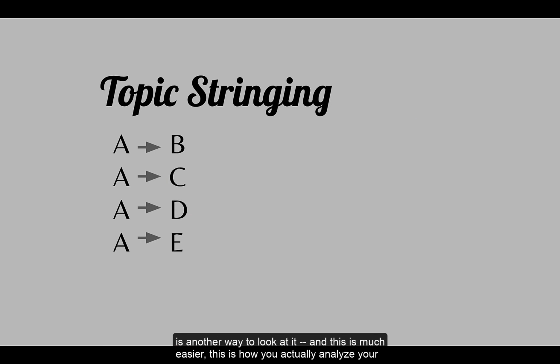So this is another way to look at it, and this is much easier. This is how you actually analyze your paragraph. The topic of your paragraph is A, and your first sentence or set of sentences is going to connect that topic A to a topic B. And then you're going to go back to your main topic A, and you'll connect it to a different idea, to C. And you go back to A, and you'll connect it to yet another different idea, which is D. And you'll bring us back to A, remind us what the topic is and what the paragraph's about, and you'll connect it to E. Let me show you what this looks like.